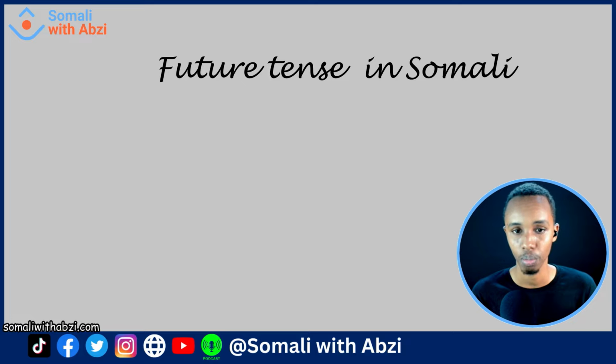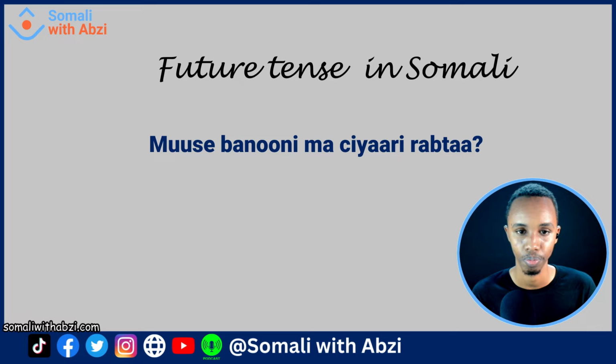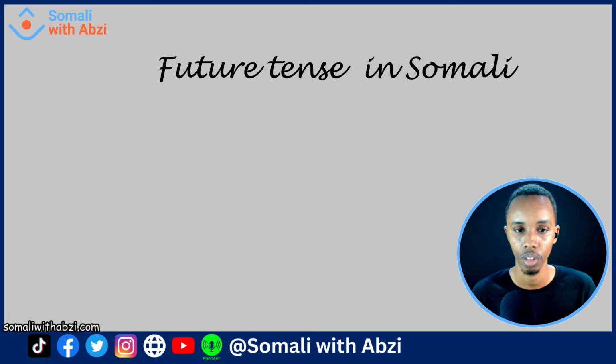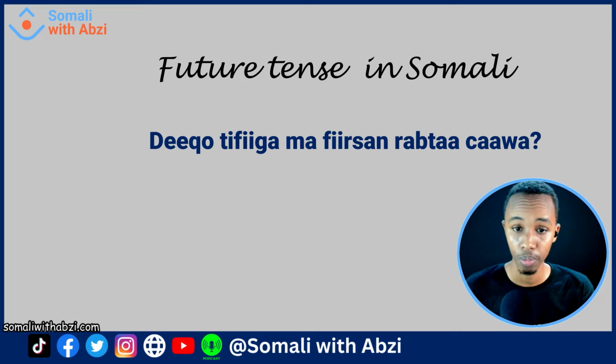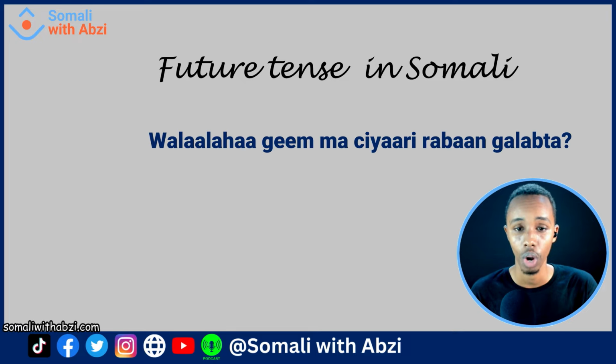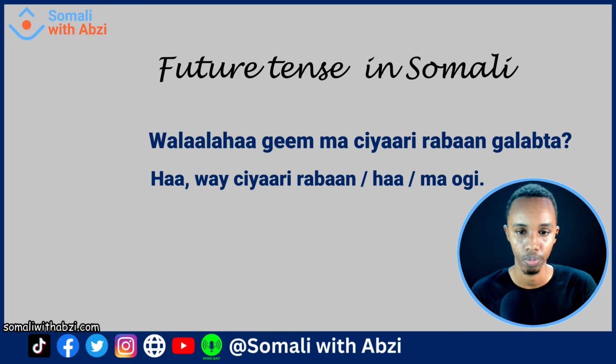So again, let's make some questions using the future tense. Musa bannoon ma ciyaari rabtaa? Haa, waan ciyaari rabaa. Or you can only say haa. Or you can only say maya. Diiqadii fiigan ma fiirsan rabtaa? Haa, waan fiirsan rabaa. Or you can say waan fiirsan rabaa only. Or just haa. Or maybe maya. Walaalahaa game ciyaar ma rabaan galabta? Haa, way ciyaari rabaan. Haa.